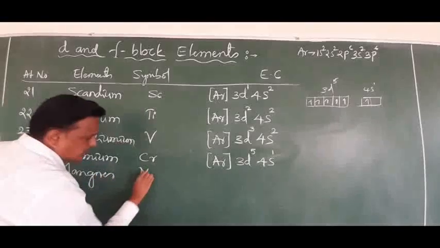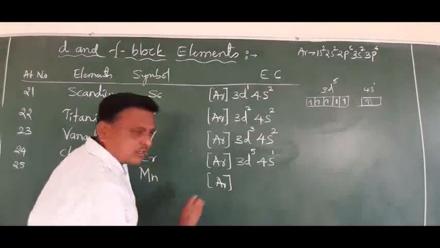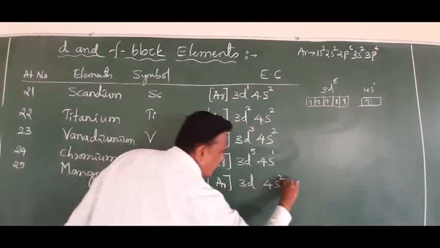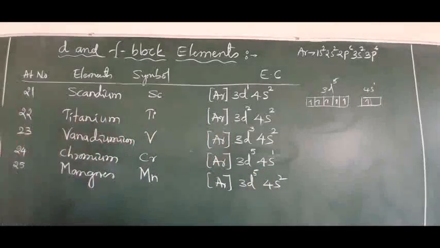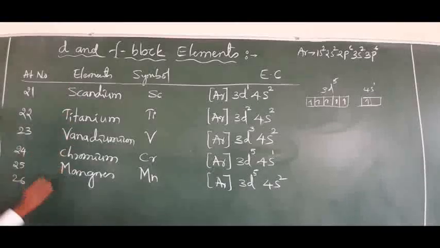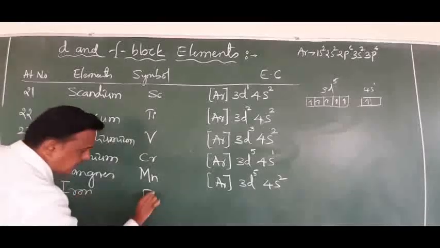Yes, the symbol is Mn. Yes, you can pronounce it. Argon, 3d and 4s: 18, 20, 25. Okay, now the next one, 26. Scandium, titanium, vanadium, chromium, manganese, and next is iron. Yes, this is iron. The symbol is Fe.